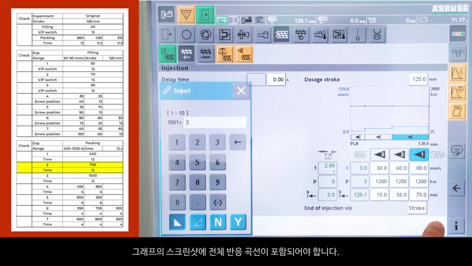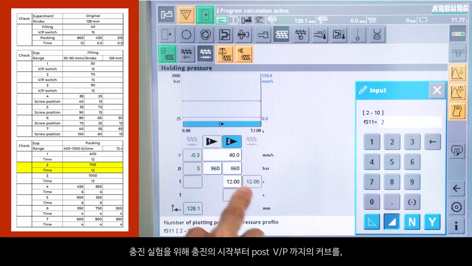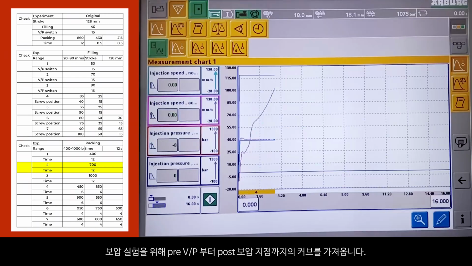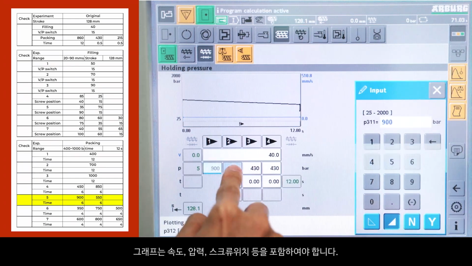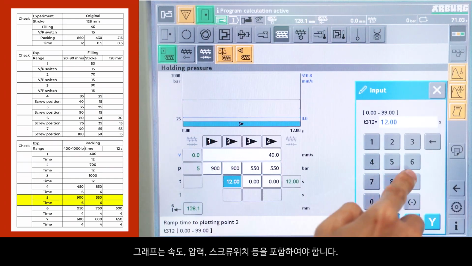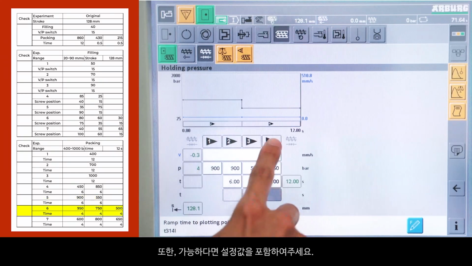Please note, in the original condition experiment, the screenshot of the graph should include the entire response curve. We only take the curve from the start of the filling to post-VP for filling experiment, and the curve from pre-VP to post-packing for packing experiment. The graph must include speed, pressure, screw position, etc. If possible, please include your setting values as well.